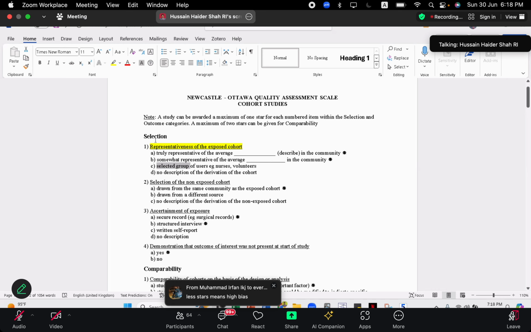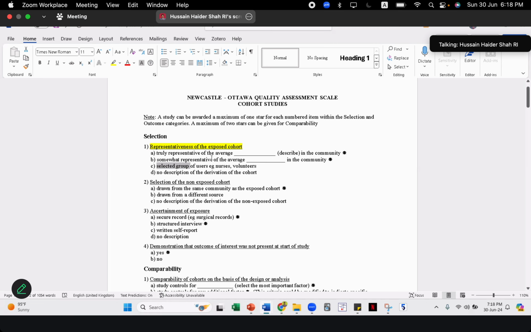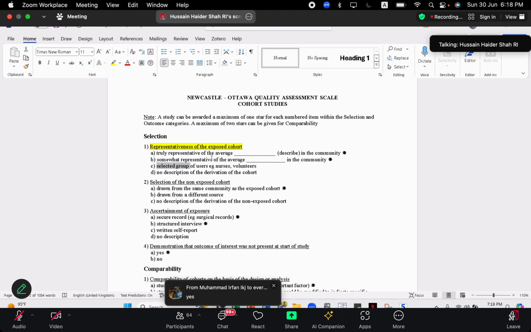Yes, exactly. If it is fulfilling all these questions, it means that the article has low bias. If it is not fulfilling all these questions, it means the article has high bias. Up till now, am I clear to you guys? It is a kind of boring part. It is kind of a theoretical part, but without this step, you cannot complete your meta-analysis.